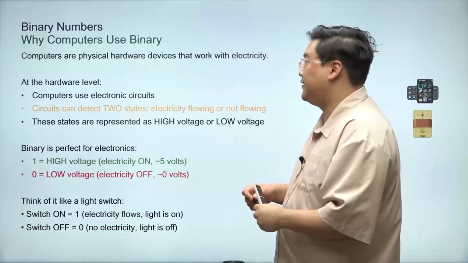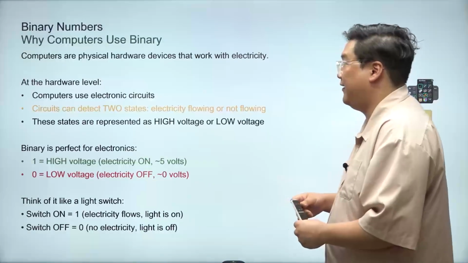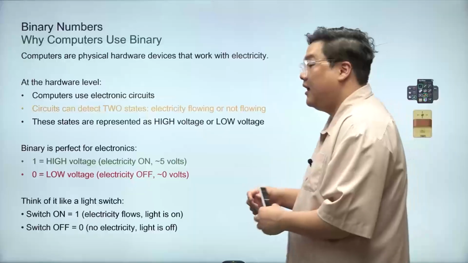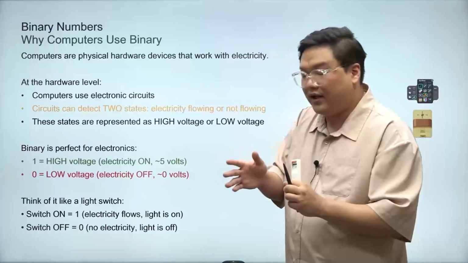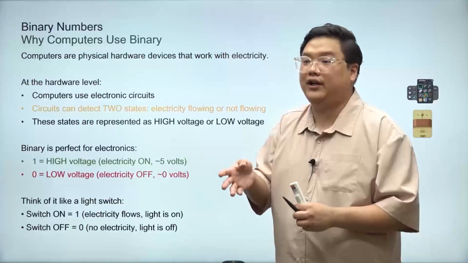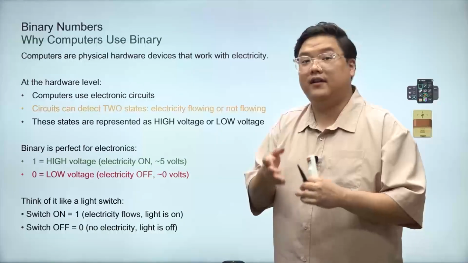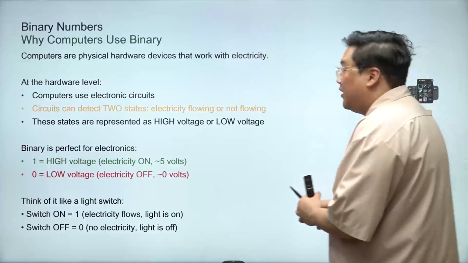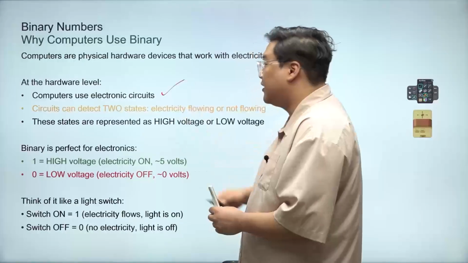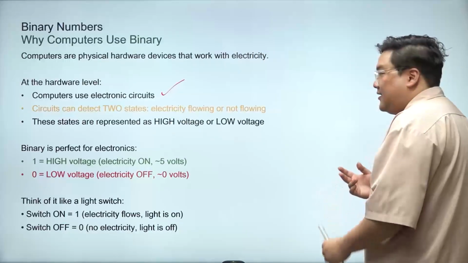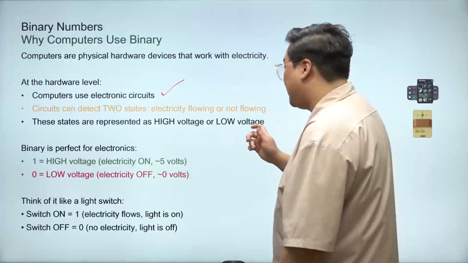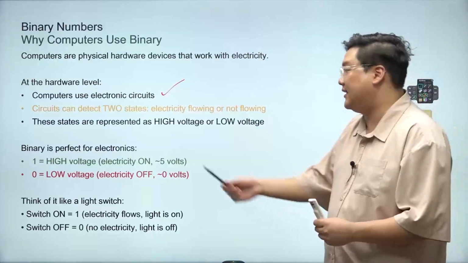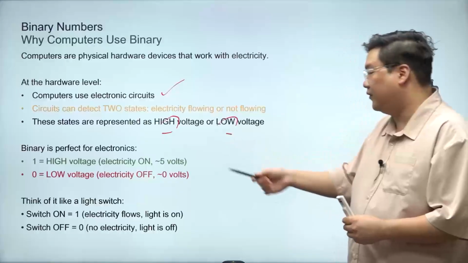So computers are physical hardware devices that work with electricity. That's why they need to use binary. We see the numbers as zeros and ones, but zeros and ones are actually sequences of electric signals going into the computer. So at the hardware level, computers use electronic circuits, and circuits can detect 2 states, electricity flowing or not flowing. And these states are represented as high voltage or low voltage.